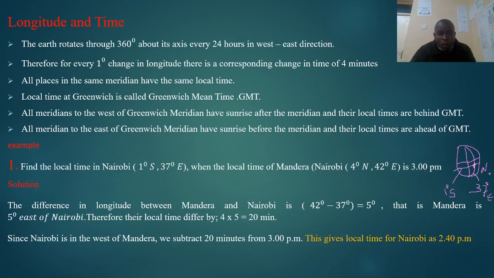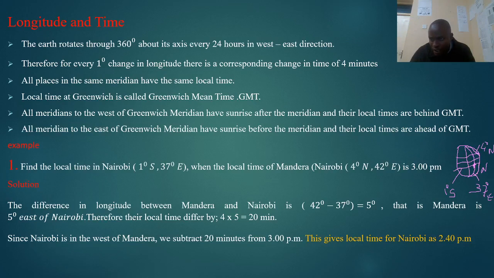And we also have Mandera, 4 degrees north. This is the equator, and if we locate 4 degrees to the north as here, we call this 4 degrees north. And 42 degrees to the east. If this is 37, 42 will be further along, here.